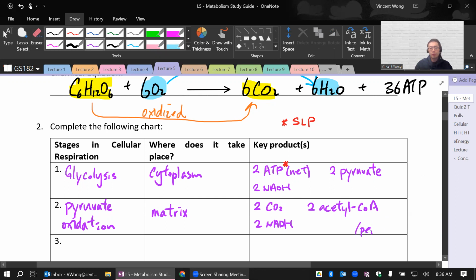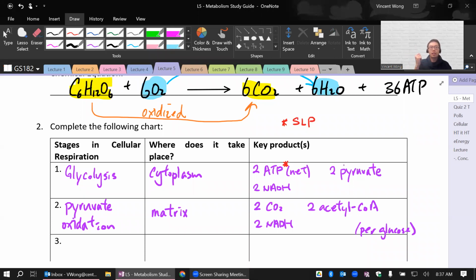All this is per glucose, right? I'm going to put here per glucose. For every glucose we break down, we end up getting 2 pyruvate. Each pyruvate will undergo 3 steps within pyruvate oxidation, right? First step, removing a carbon dioxide. We call that decarboxylation, right? We wrote it down last time.